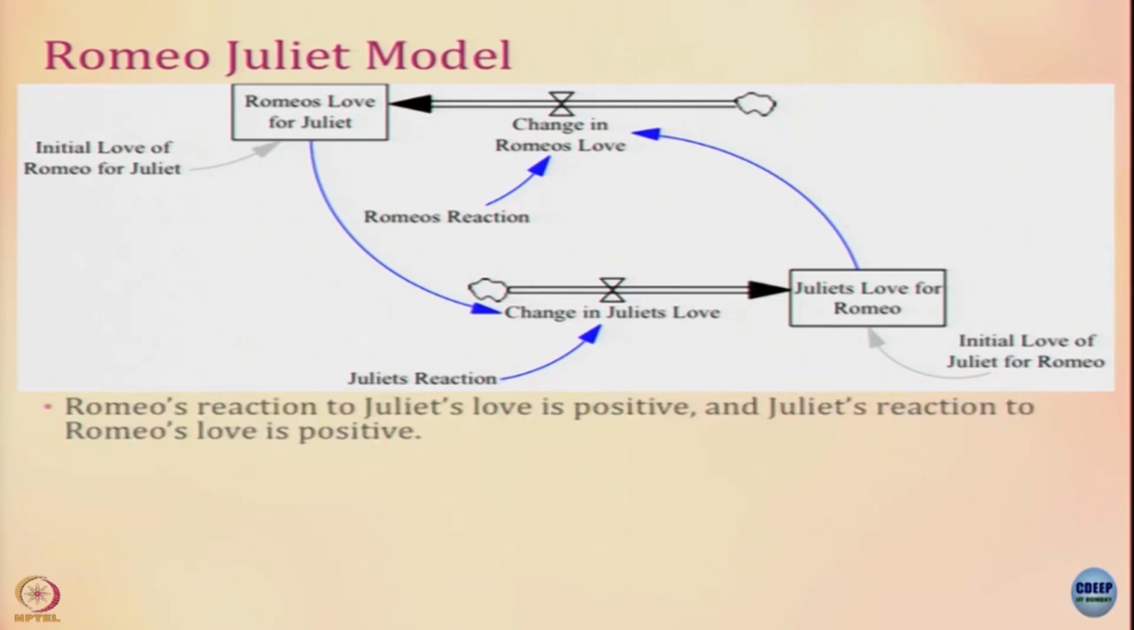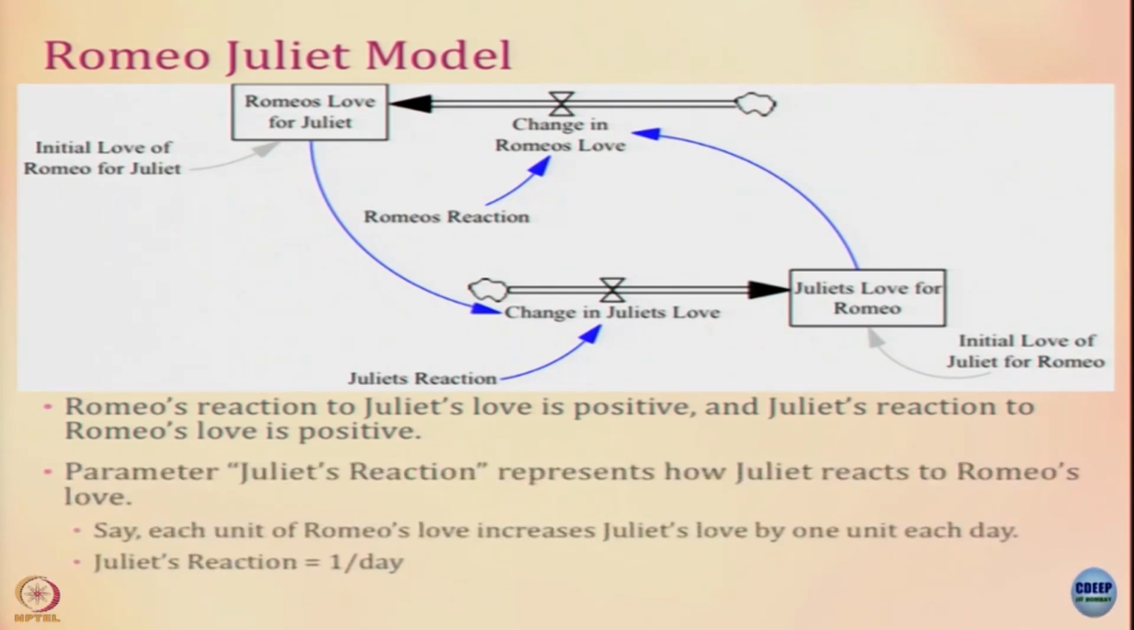So, as Romeo's reaction to Juliet's love is positive, Juliet's reaction to Romeo's love is also positive. Okay. So, let us simply capture it by this parameter, Juliet's reaction. Let us say each unit of Romeo's love increases Juliet's love by 1 unit, right. So, then we can just set Juliet's reaction to just 1 plus 1, okay. So, now we have a nice looking SD model.